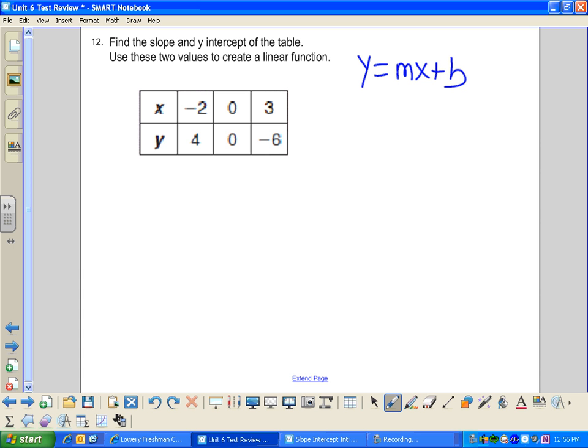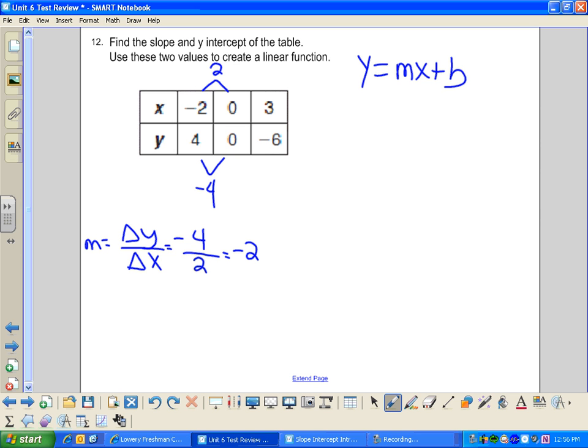Okay, so it said find the slope. Going from negative 2 to 0, I'm adding 2. Going from 4 to 0, oh, I'm going down by 4. Let's see. My delta y over delta x is negative 4 over 2, which is negative 2.